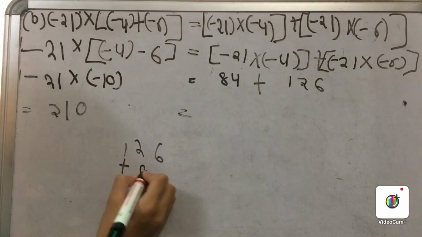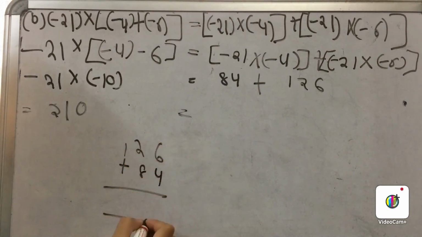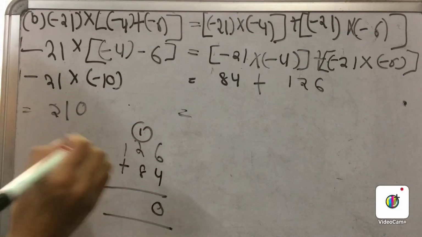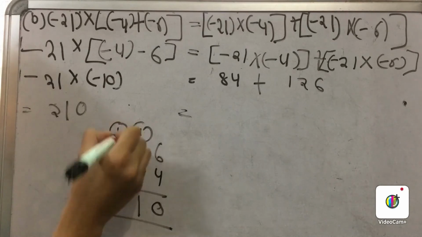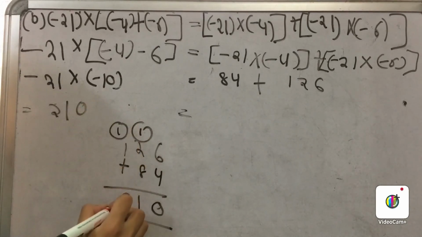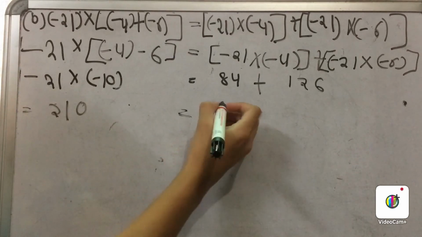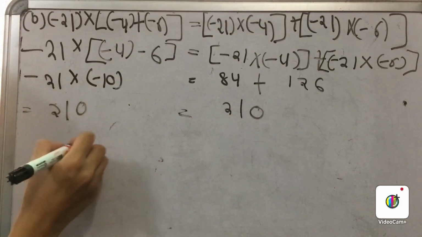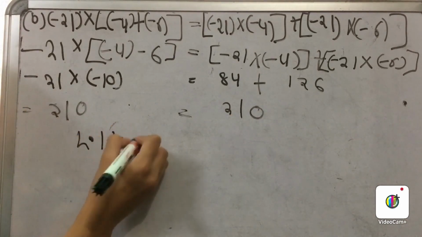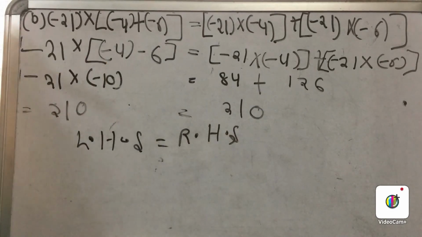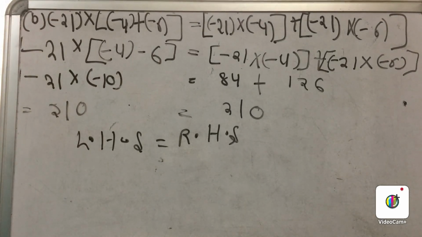So now what is 84 plus 126? 126 plus 84. 6 plus 4 is 10. 8 plus 2 is 10. 1 carry here and 1 1 2. So this will also be 210. So here it is also 210, and here we will write LHS equal to RHS. So this was our second part. Now let us move on to our third part.